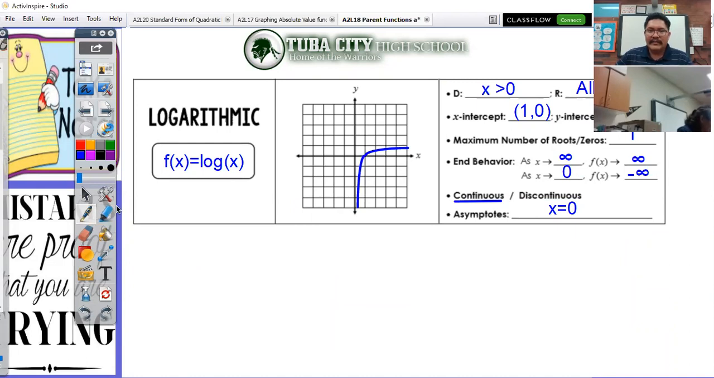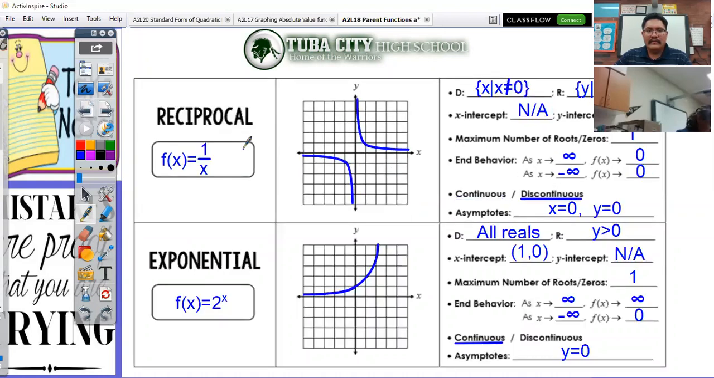So I just showed you a couple of things with the graph. Let's go ahead and go to logarithmic. And this one's a little bit of a different thing. Oh, wait a minute. I don't know if we didn't cover exponential. So let's just do that really quick.